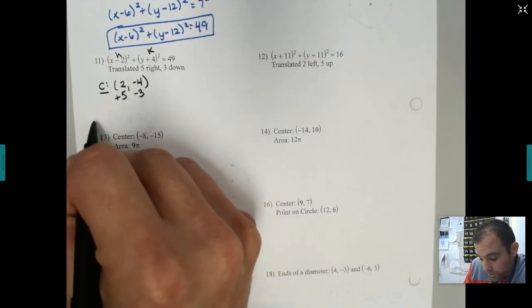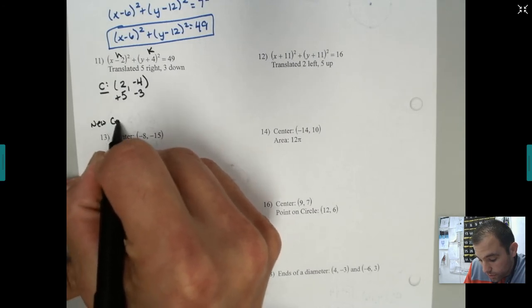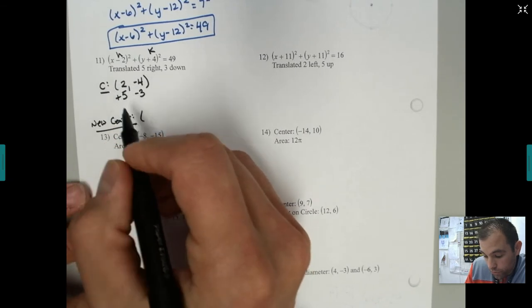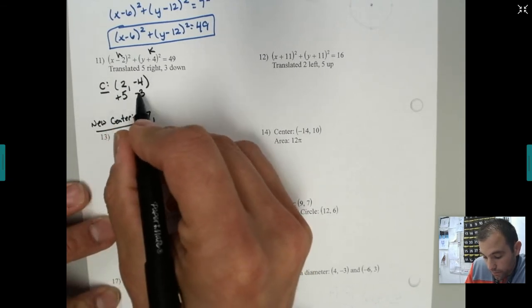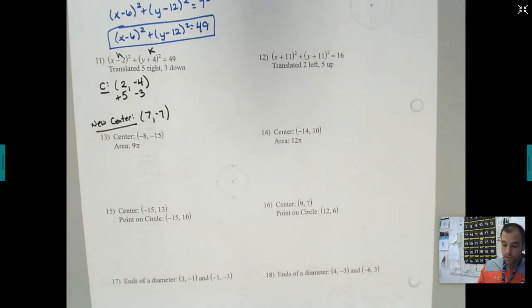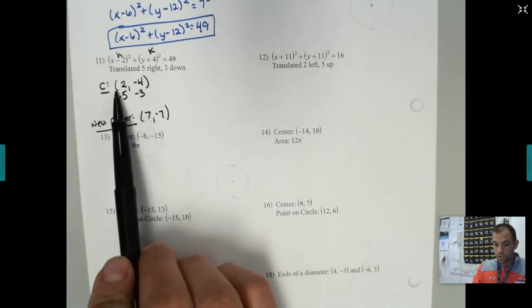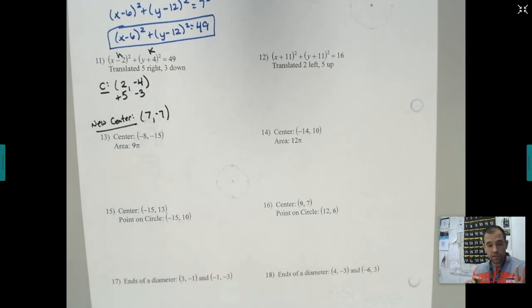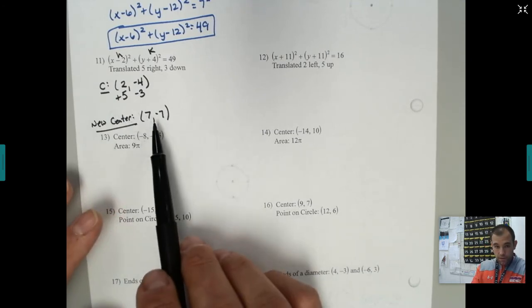So our new center of our circle, if we move this around: 2 plus 5 is 7, negative 4 minus 3 is also 7, so negative 7. So this is the original circle, the center. This is the new center after I've moved it. So I had a circle, I moved it 5 right and 3 down. This would be my new center.